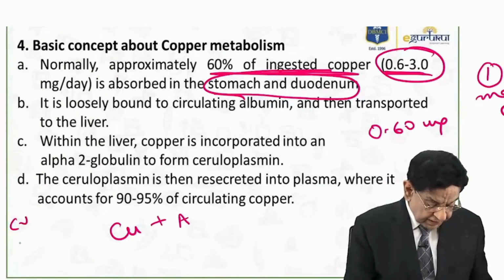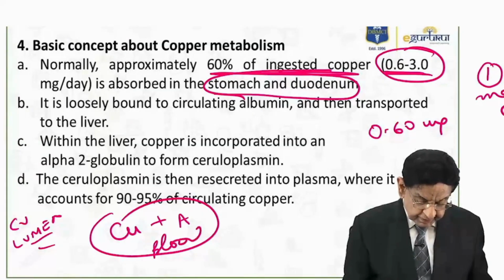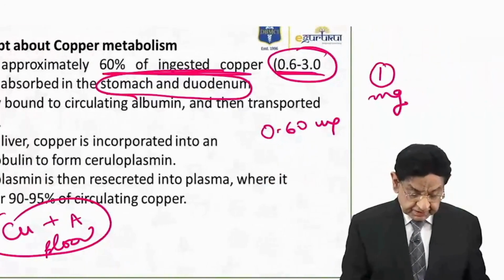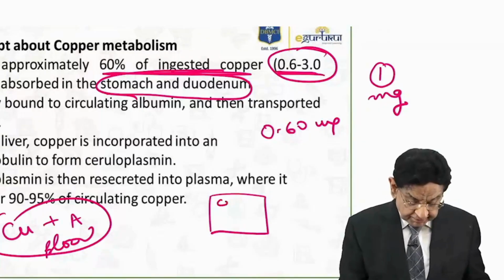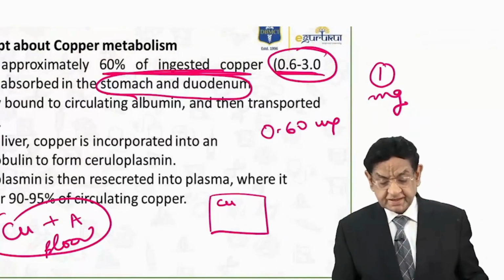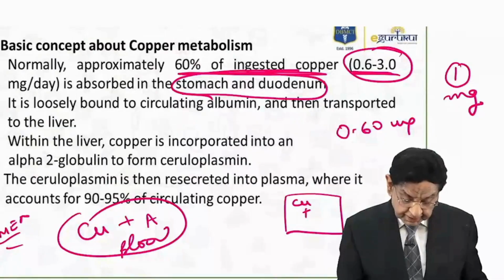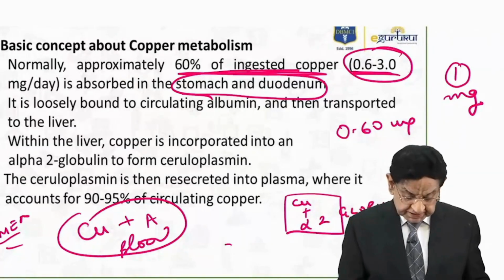So this was in the lumen, and now this is in the blood. Copper gets absorbed to albumin, and now this is taken to the liver. So copper now comes into the liver. In the liver it combines with alpha 2 globulin, and this combination makes ceruloplasmin.